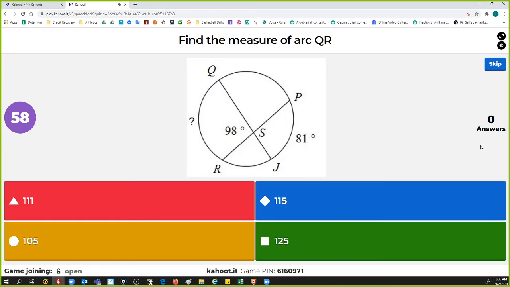Find the measure of arc QR. Ooh, okay. Let's see if Yannick is gonna get this one right. I can't even see the question. Well, why not? I'm sharing my screen. Okay, whatever. This is the slowest thing I've ever seen in my life. Yeah, if you're gonna stay home, you might want to get a faster internet connection, dude. Can everybody else see it? Is there anybody that can't see it?